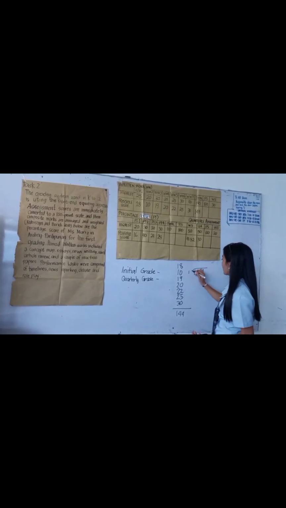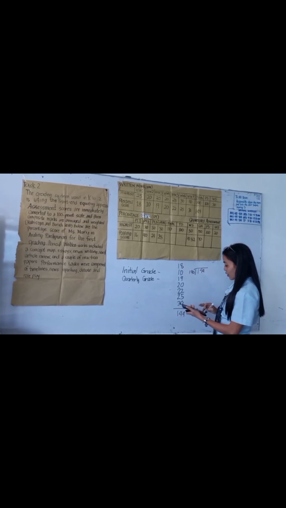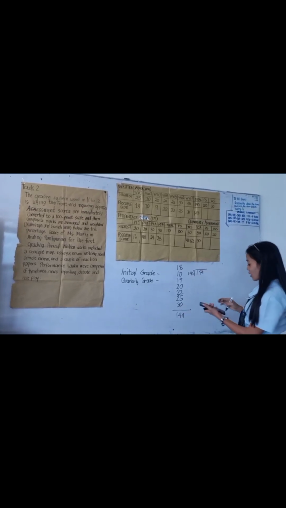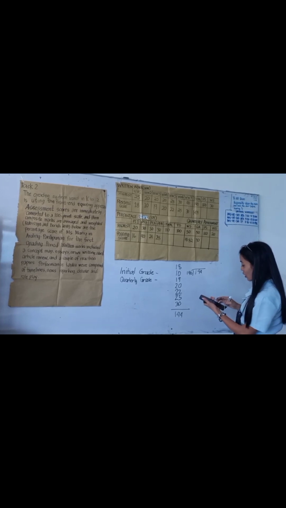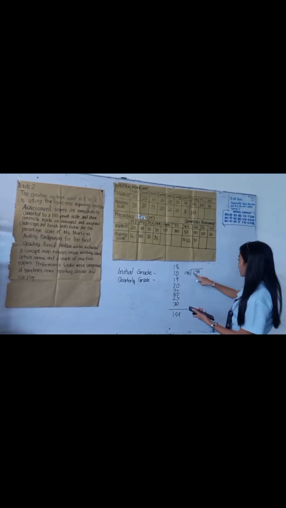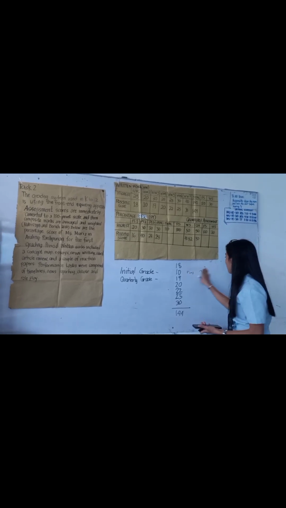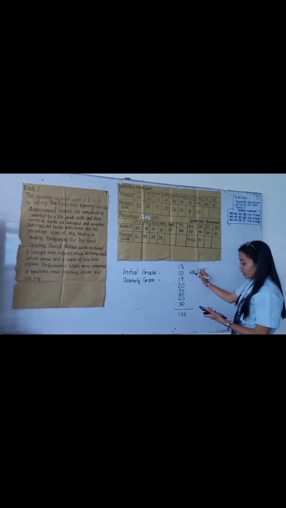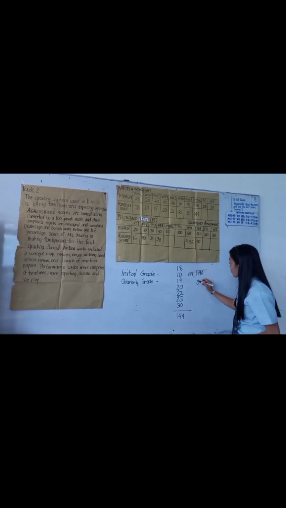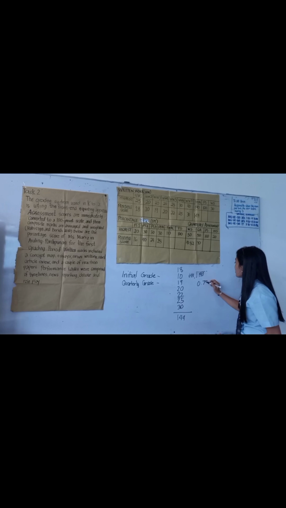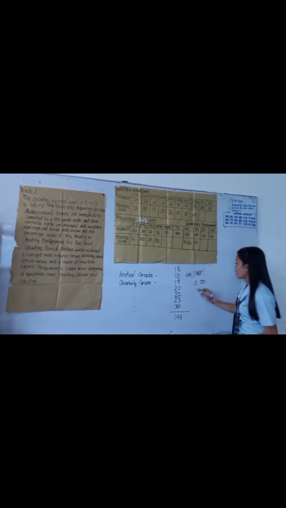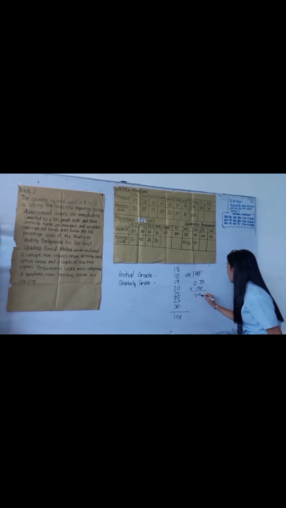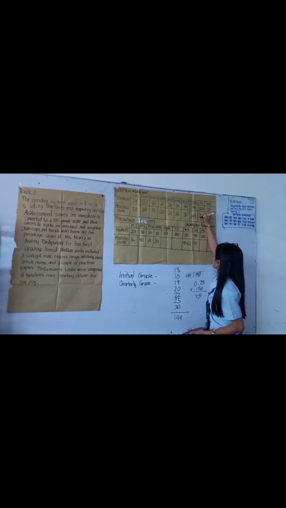In order to get the percentage score, we're going to divide 144 by 190. So the percentage score is 144 divided by 190 equals 0.75. So we're going to multiply it by 100, which equals 75. So we're going to indicate the percentage score 75.